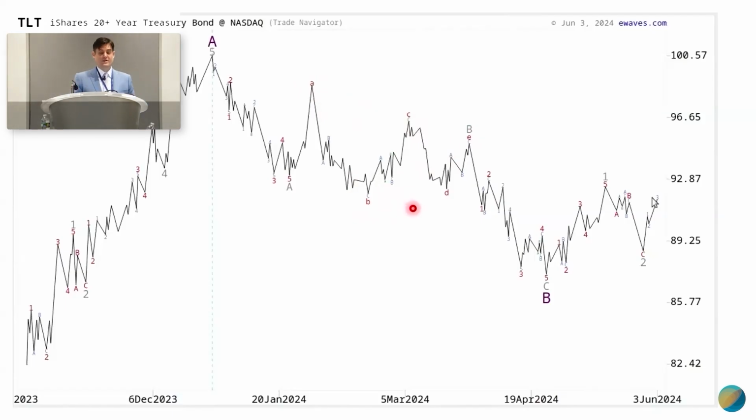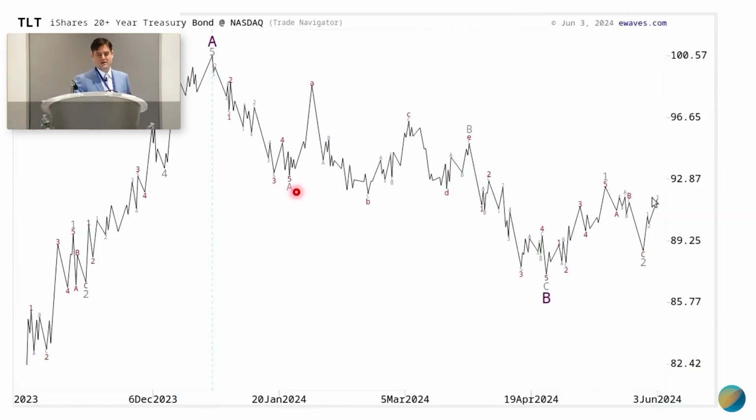Now let's talk about alternative ways of labeling this. Let's pretend that maybe this move here was the end of this entire sequence, this entire corrective move, and that we're going to move down to all new lows, all right? Let's just propose that as an alternate scenario and try to see if we can count it. So let's pretend. Here's 1 down, and then we have a triangle 2, and then we're going to move down and start wave 3. Well, we already have a problem, because second waves cannot be triangles, okay? There are lots of different patterns they can be, but triangles are not one of them.